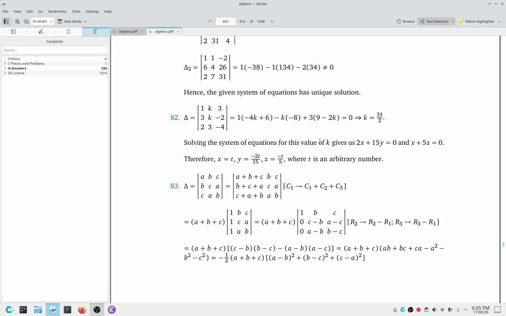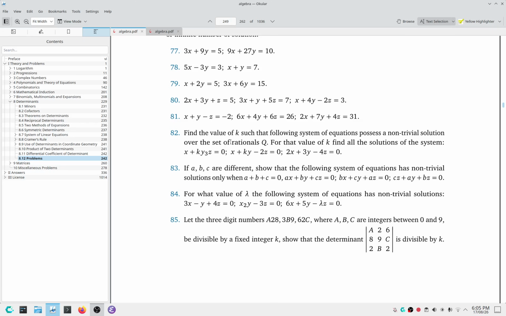Now, once we have k is equal to 33 upon 2, we solve the equations. So we get 2x plus 15y is equal to 0 and x plus 5z is equal to 0. So x is equal to t, y is equal to minus 2t upon 15, z is equal to minus t upon 5, where t is an arbitrary number.